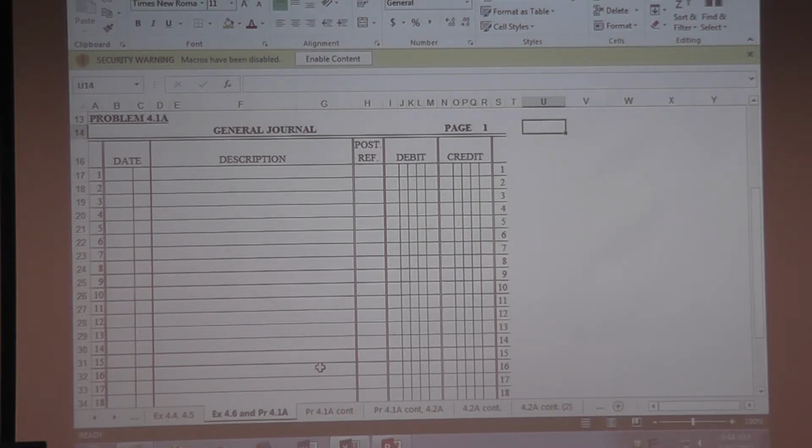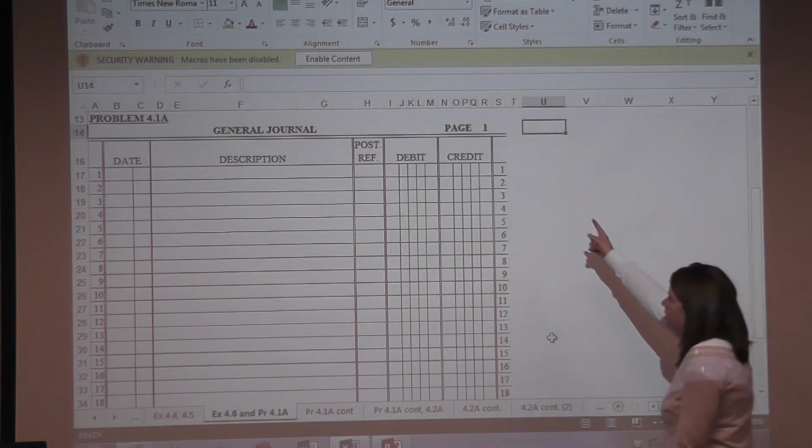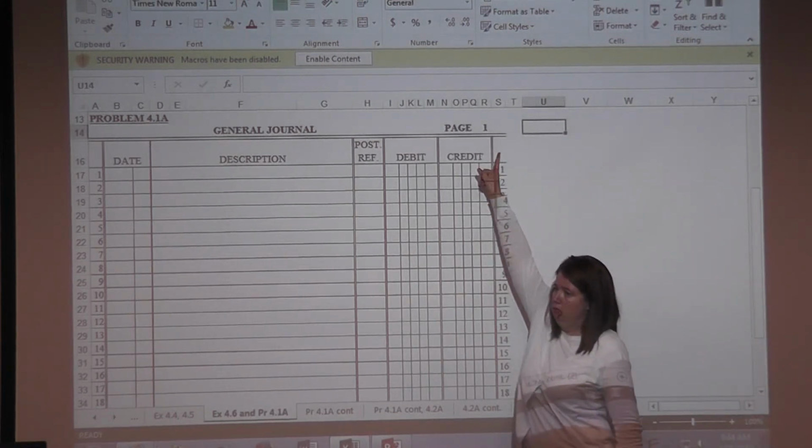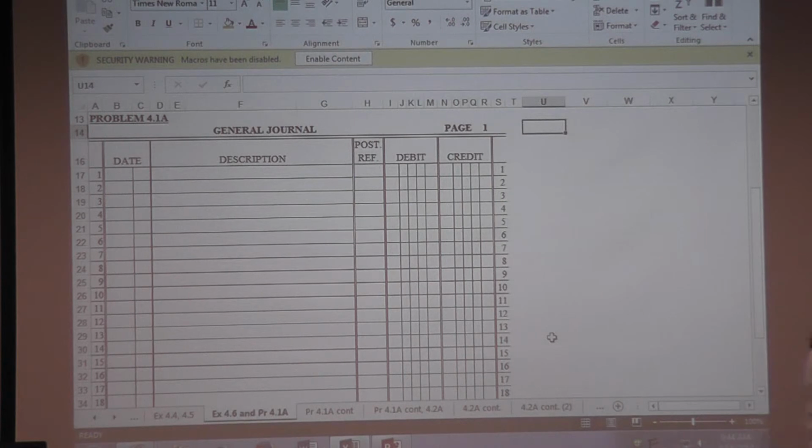The instructions say record each transaction in the general journal using the following chart of accounts. So it tells us what accounts it wants us to use. Be sure to number the journal page 1 and write the year at the top of the date column. So it's giving us some hints. It wants us to include a description for each entry. So in this particular one, the page number was there. It's included. But it gave us a couple other things that it said we needed to do.